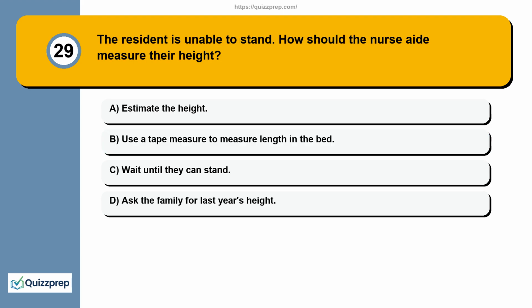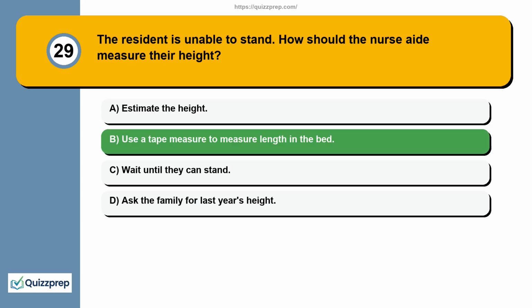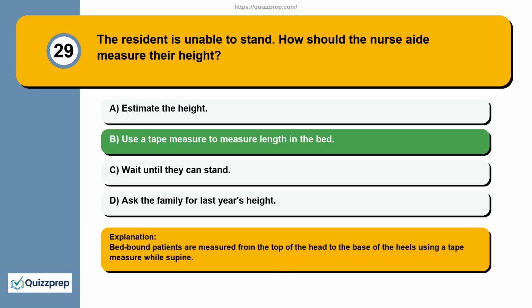Question 29. The resident is unable to stand. How should the nurse aide measure their height? Estimate the height. Use a tape measure to measure length in the bed. Wait until they can stand. Ask the family for last year's height. Bedbound patients are measured from the top of the head to the base of the heels using a tape measure while supine.